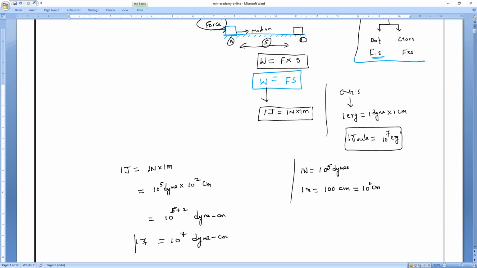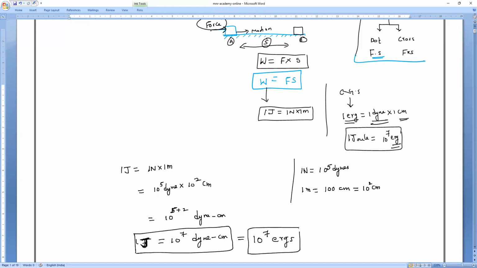This is equal to how many joules? 1 joule. So 1 joule is equal to 10 power 7 dyne centimeter. But we want it in erg. We all know 1 dyne times 1 centimeter is equal to how many ergs? 1 erg. So 1 joule is equal to 10 power 7 erg. That is the relation. Any doubt till here, you can ask me, I'll explain. Are you clear, everybody?